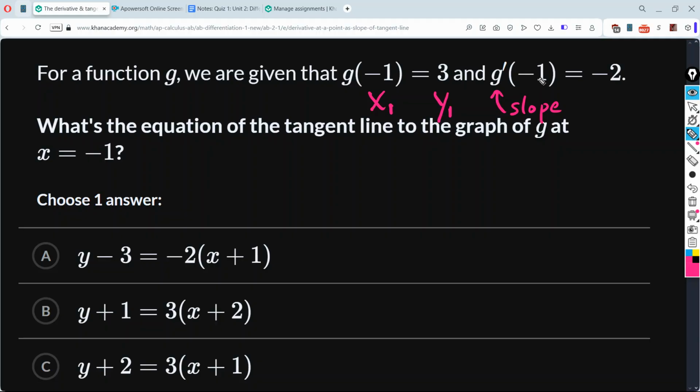And they're plugging in -1, so it's the slope at x equals -1. All right, and the actual slope itself is -2. So the slope at x equals -1 is basically -2. That's all they're saying. Okay, so it's actually pretty easy.